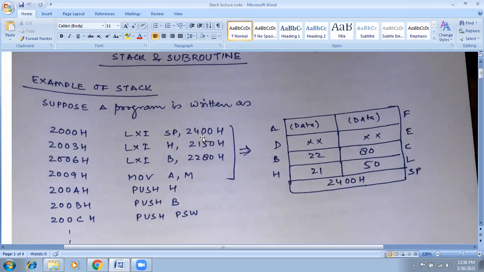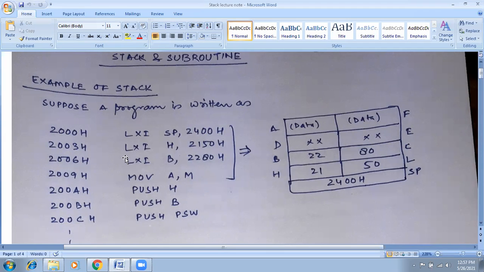In the last lecture, I explained how to use the push operation and the pop operation. Push operation is used along with the register pair, and pop operation is also used with the register pair. So the first instruction in this example is LXI SP 2400. This is a 3-byte instruction, so it will take 3 memory locations to store that instruction, that is 2000, 2001, and 2002. That is why the next instruction is written at 2003. So at 2000, LXI SP 2400 will copy the content 2400 into the stack pointer. The lower order is 00, the higher order is 24.